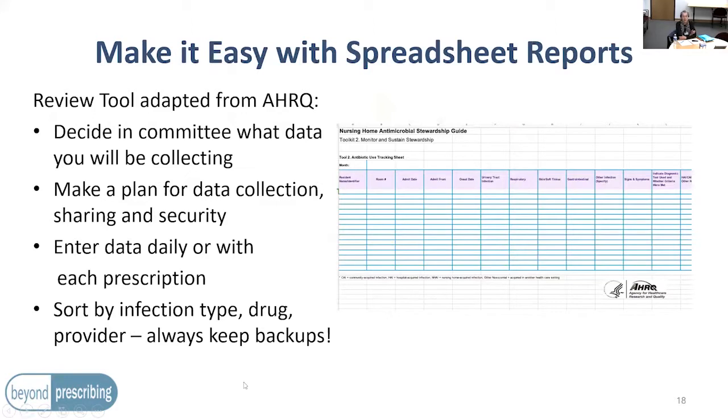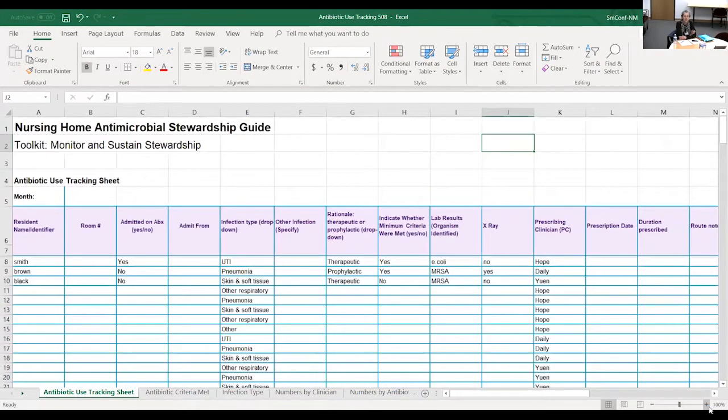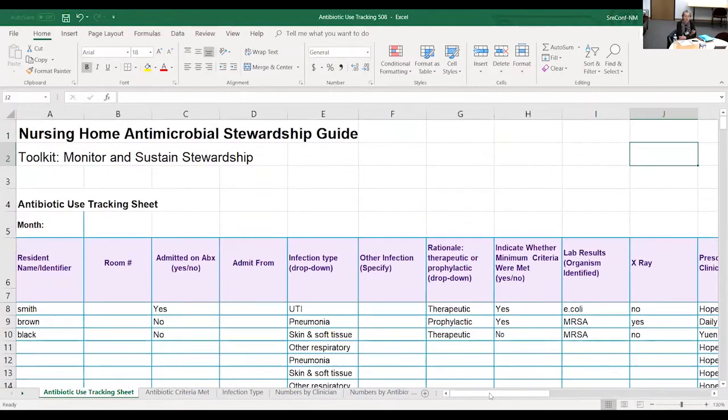Okay, so we have a very nice spreadsheet that I want to show you. It's kind of big. We may have to scroll back and forth across it. And you don't have to collect all these data, but I just put in a lot of options there. Oh, we're going to blow it up and scroll around. Yeah, okay. So in your committee, decide, what are we going to focus on?